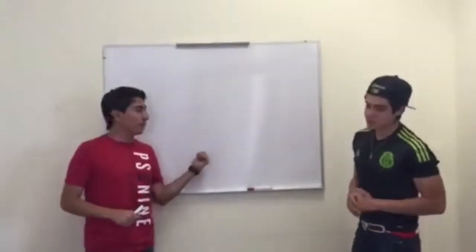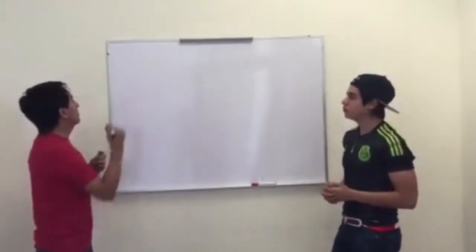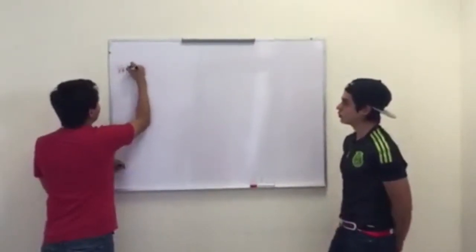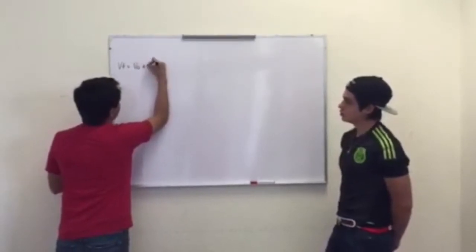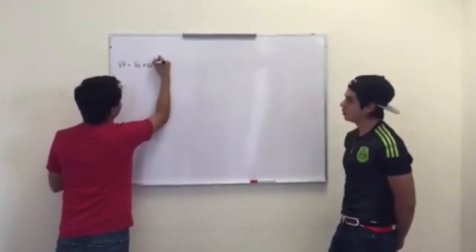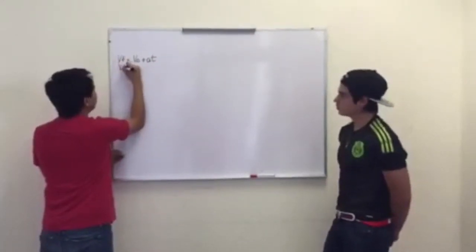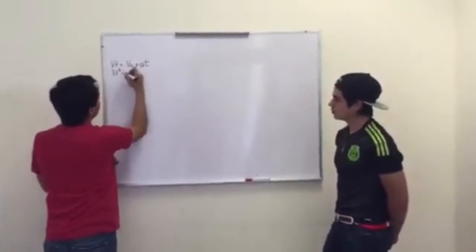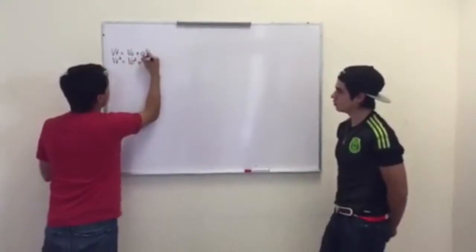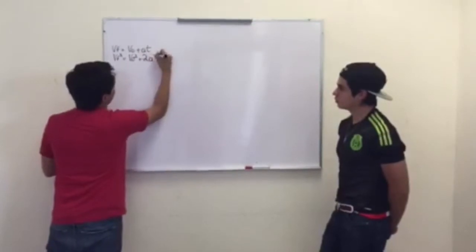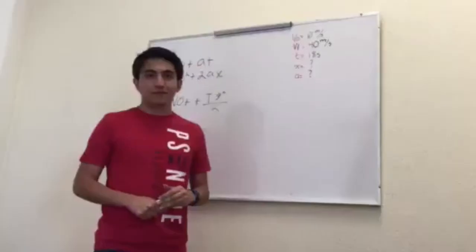Okay, to resolve these horizontal motion problems, we have to use two formulas. That is, final velocity is equal to initial velocity plus a, that is acceleration, times time. And final velocity squared is equal to initial velocity squared plus 2ax. A is acceleration and x is the distance.